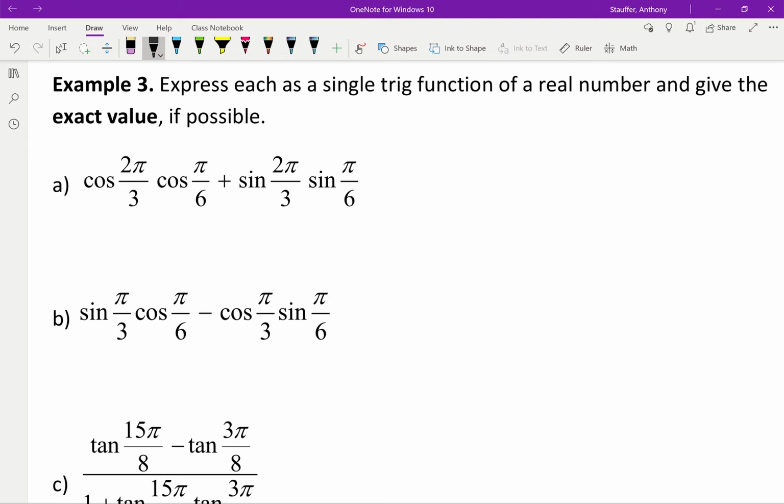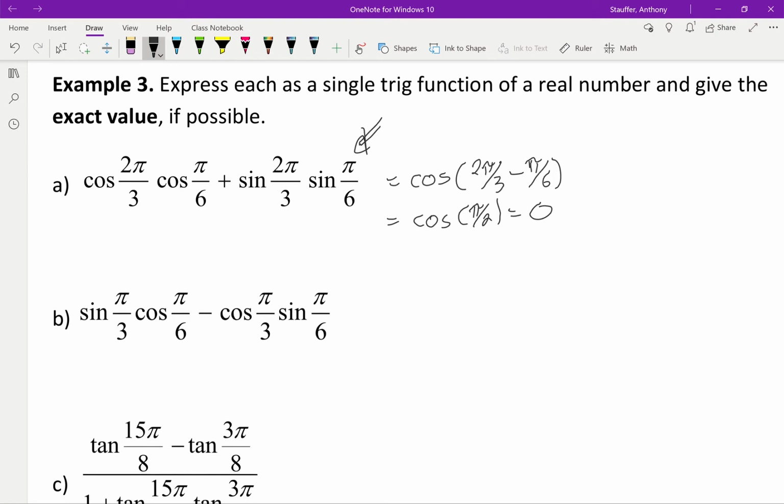In the first case, we have cos 2π/3 cos π/6 plus sin 2π/3 sin π/6. So we go back in time and look up the formulas on our formula sheet, and we notice that this is just the cosine difference. So it's going to give me cos of (2π/3 − π/6), which ends up equaling cos of π/2, which equals 0.